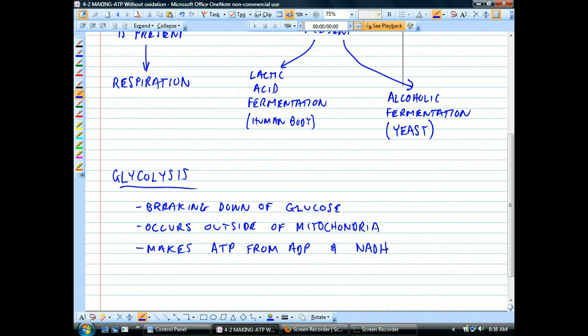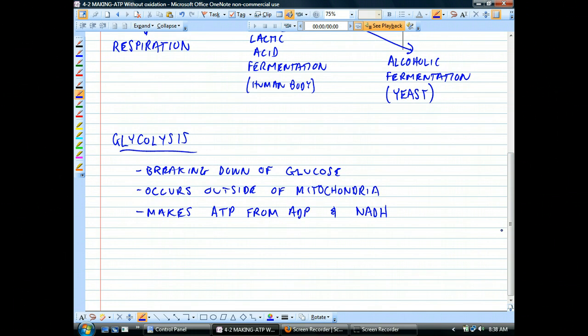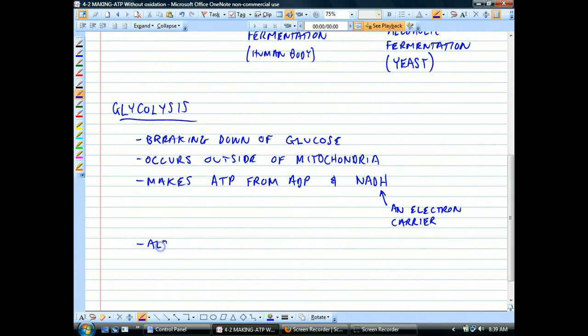And it makes NADH. Now, this is a brand new compound that you're going to need to know about. NADH is an electron carrier. Right now we don't really care about NADH because we don't know what it is, but it's going to be important in respiration, so just kind of put it aside right now. We've heard about it. We're going to see it more in the next step, all right?